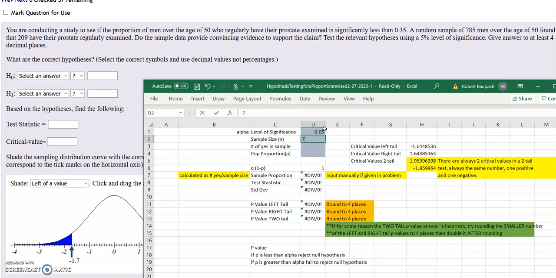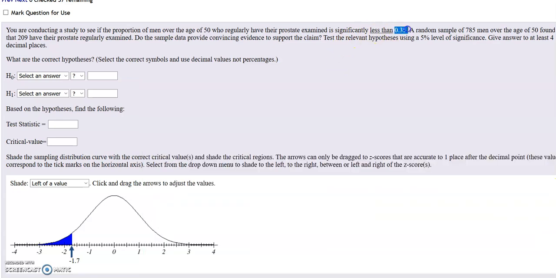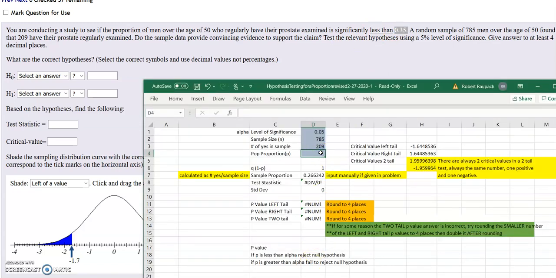So alpha, or level of significance, is 0.05. Sample size is 785. Number of yeses is 209. The population proportion, which is what they're claiming, is right here. It's always in the wording of what they're challenging or what the original statement was: 0.35, okay.